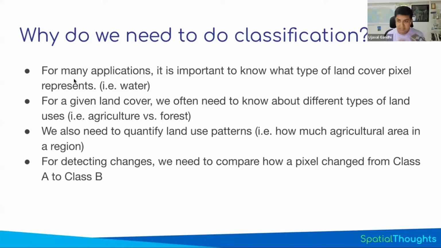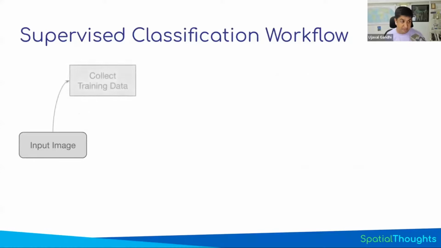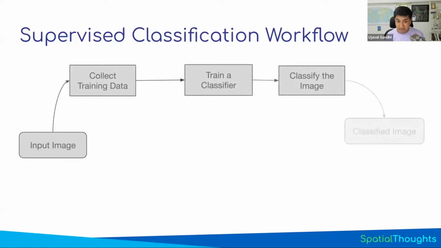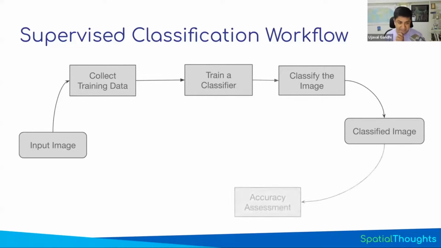This is the typical workflow of implementing supervised classification. You start with an input image, you collect some training data, you train a classifier, you classify the image, and you have the classified image. This is the workflow that you'll follow. We'll learn how to do this in Earth Engine. You can collect training data by visiting the ground and figuring out what is there on the ground, or you can look at the images on your computer and label them manually. Either way, you have to label some pixels and say, this is my input data. I've labeled them, train a classifier, and classify the image.